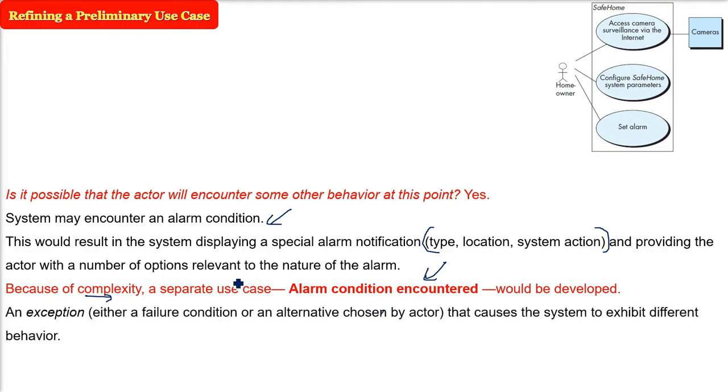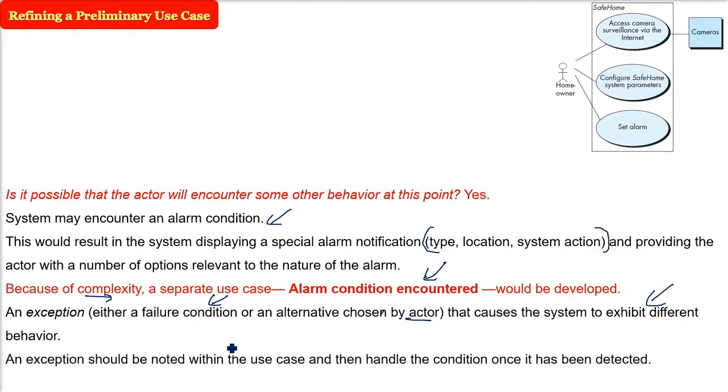So what we saw here is what we are calling an error. Now let us call it an exception. An exception is just that if some condition fails, or the actor is taking some alternative path, an alternative he has chosen. So once he chooses this, there is a different behavior of the system. That is an exception. So now we have to note the exception.